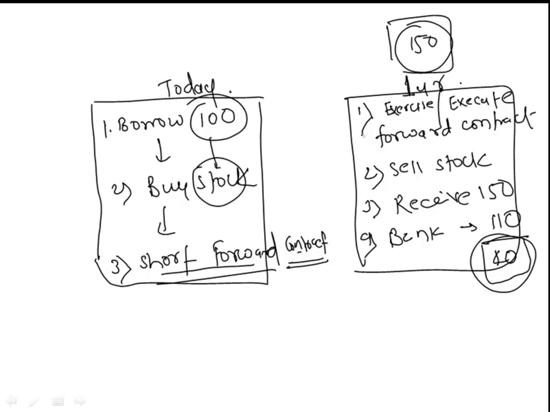These are separate positions. So after 1 year, to sell my stock, I don't need to buy one and sell one. I already have one with me. I use that and I sell it at 150. That means it does not really matter what the spot price is at the end of year 1. No matter what the spot price is, you will still receive 150. You will pay the bank 110. Your arbitrage is 40.